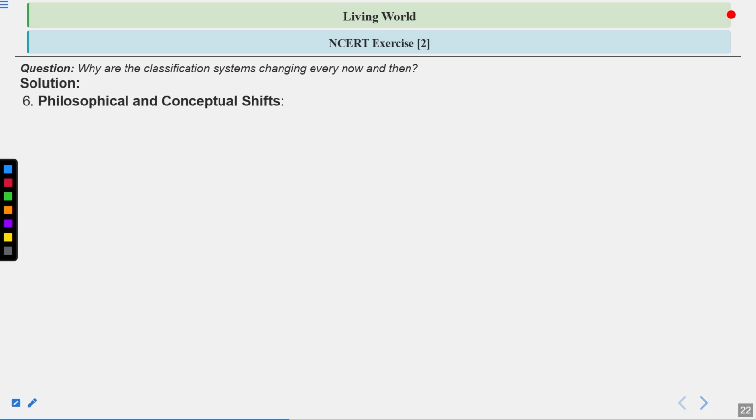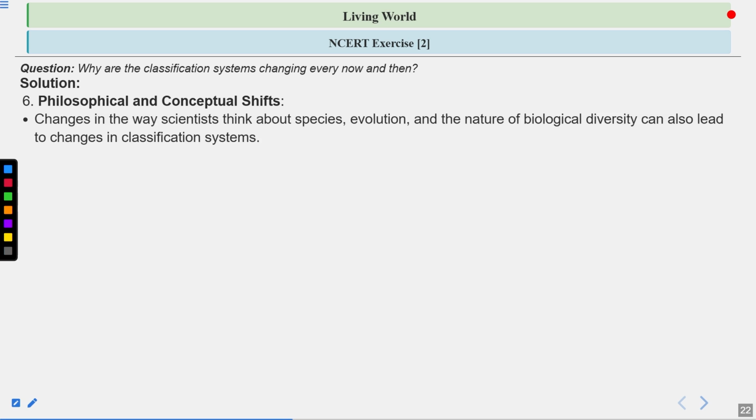The next one is philosophical and conceptual shift. Different scientists think differently. They have different perspectives. Species have been defined in many ways. Clear? A species can be defined according to the biological species concept, or the morphological species concept, or the phylogenetic species concept. So scientists think differently. Their perspective is different.